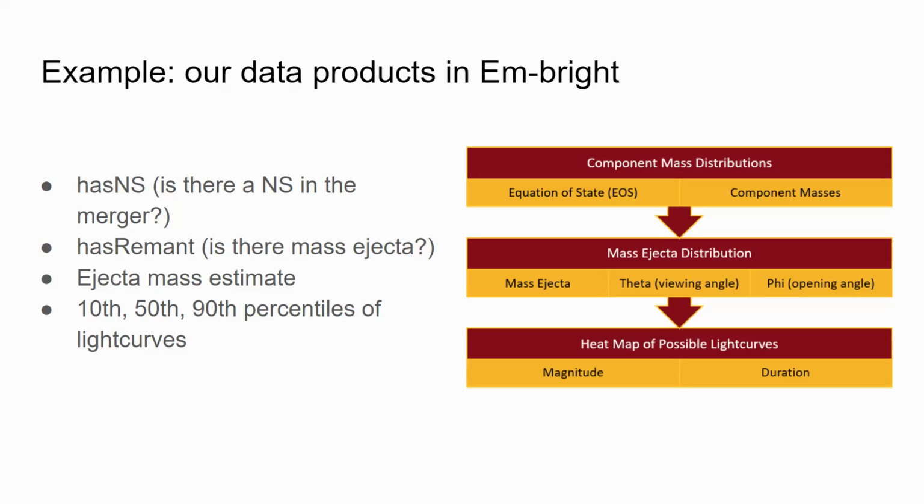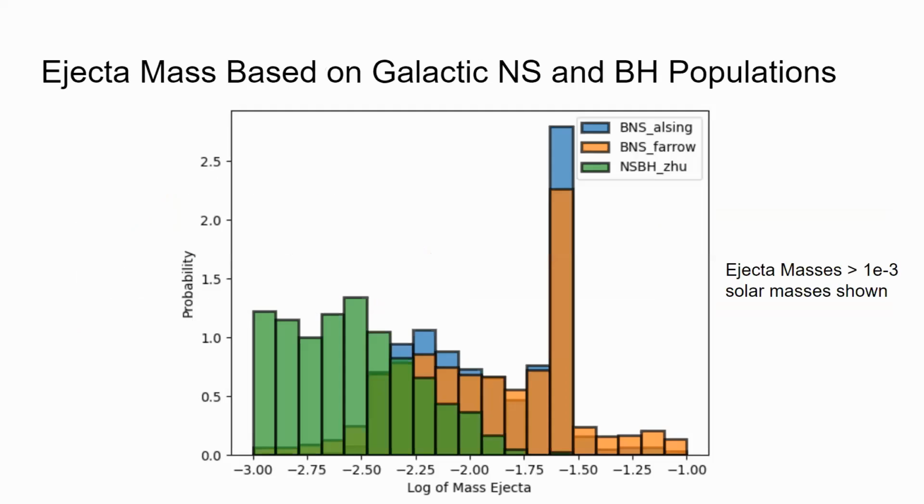And then we have to take theta, a viewing angle, and phi, an opening angle, and I'll show that later. And then we can calculate the light curves, and that is information on the magnitude and duration of the event. So here's an example of some ejected mass distributions that you could see from a simulated galactic neutron star and black hole population. We're trying to estimate what the population of neutron stars and black holes would look like out there, and what we could expect to see from mergers based on that.